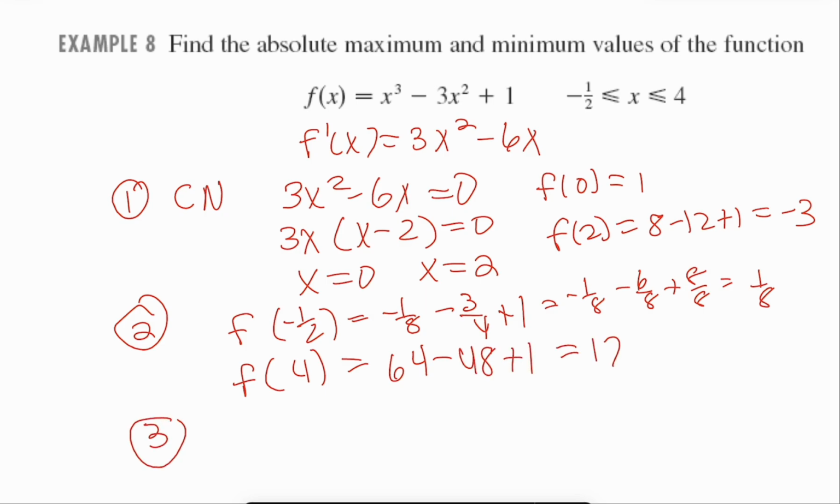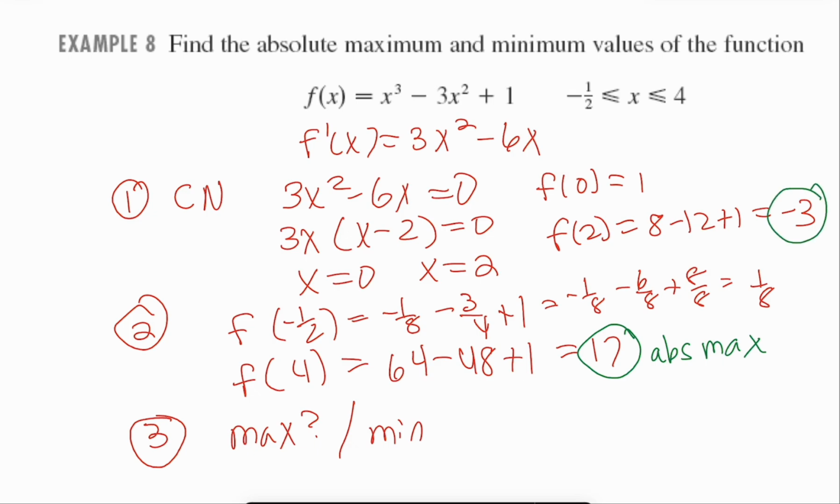So our third step is what's our max? What's our minimum? So let's go back up and look for the largest value. Our largest value, that is our absolute maximum on that interval. This is our smallest value, so that is our absolute minimum.